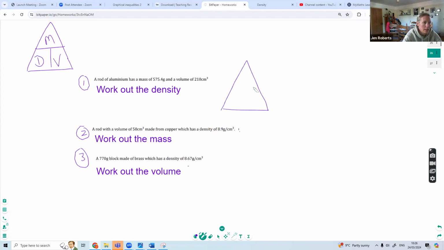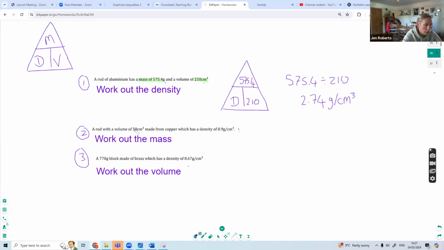A rod of aluminium has a mass of 575.4 grams and a volume of 210 centimeters cubed. Work out the density. Put the D, we don't know it. Mass goes at the top, volume bottom right. What do we do when they're in this arrangement of the triangle? We divide them, don't we? So 575.4 divided by 210 gives you 2.74. Look at the units. That's in grams, that's in centimeters cubed, so it's grams per centimeter cubed.